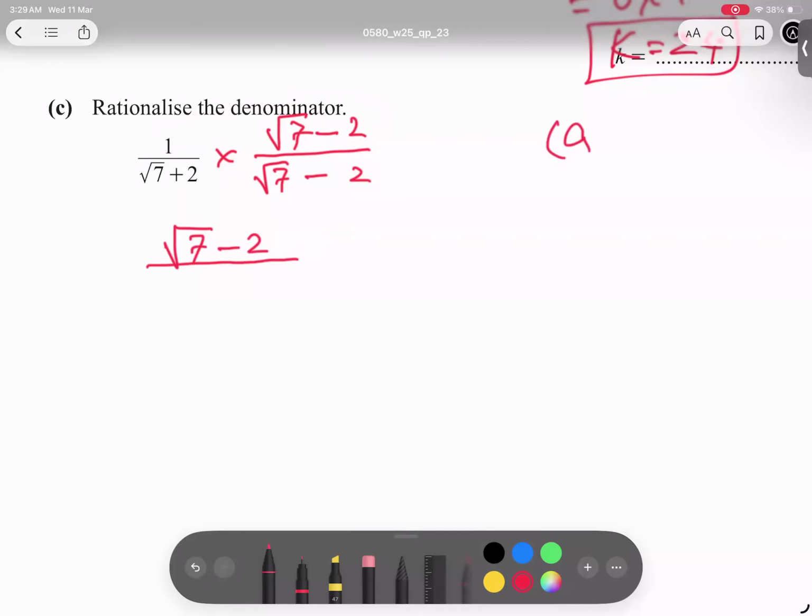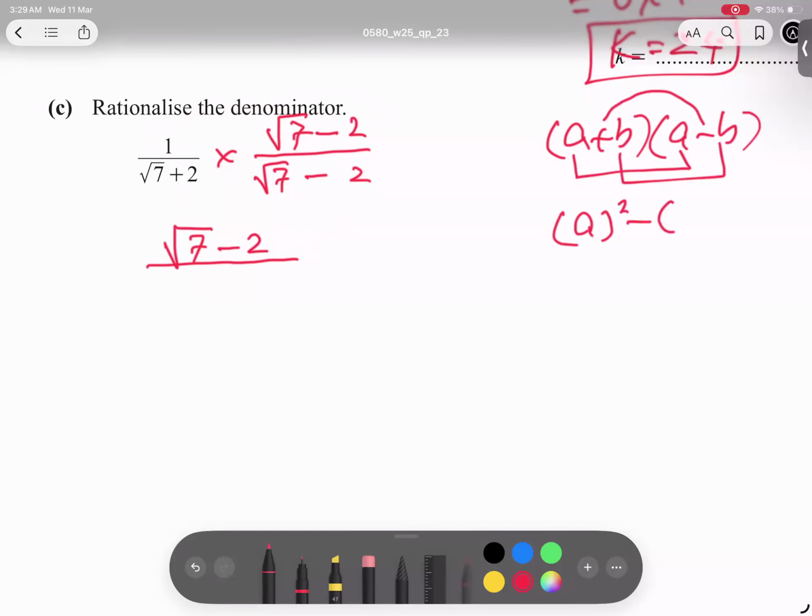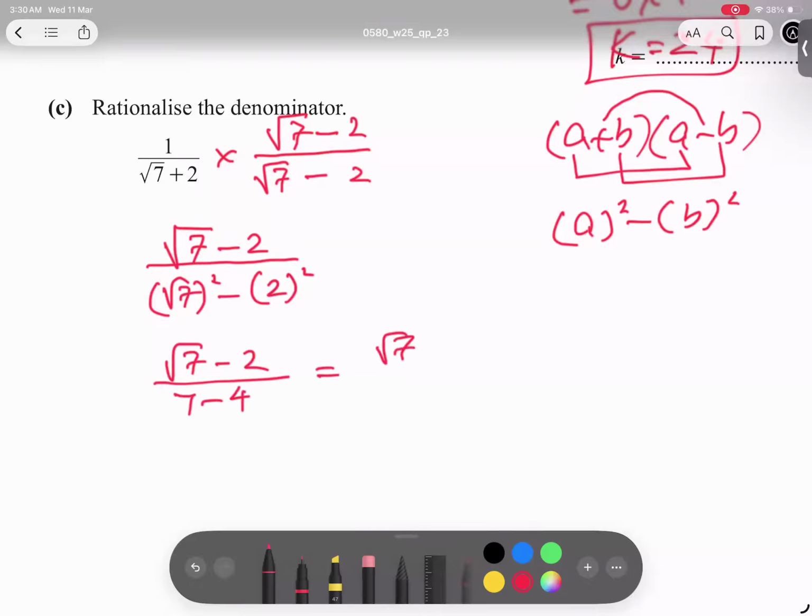But the down part, student, when a plus b multiplies with a minus b, first term same, second term same, sign opposite, I can say square of a minus square of b. Same rule I apply here: first term same, second term same, sign opposite. I can say square of first term minus square of second term. Root 7 and 2. Square root cancels out, I get 7 only. And 2 squared is 4, so 7 minus 4 is 3, giving root 7 minus 2 over 3.